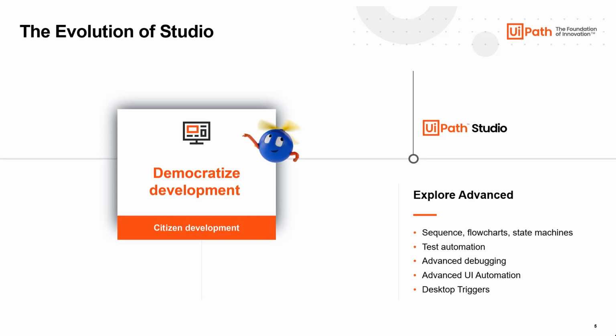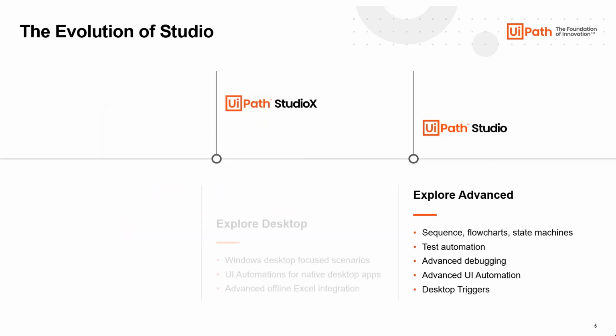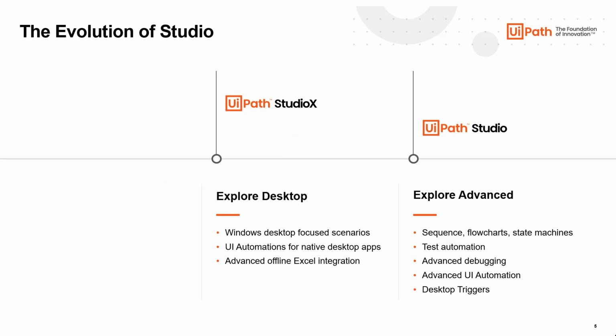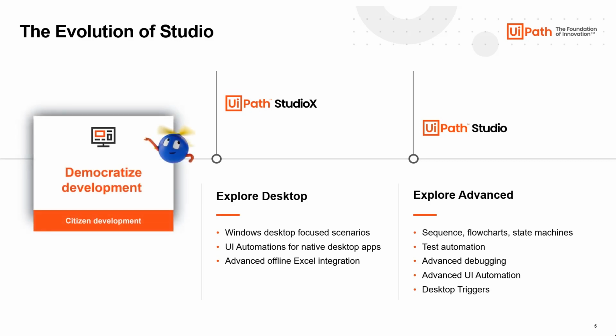However, our vision for automation has always been democratization. And to achieve this, in 2020, we released Studio X. Studio X was, again, a desktop version of UiPath Studio, but simplified. It came with UI automation for native desktop apps and an advanced offline Excel integration.